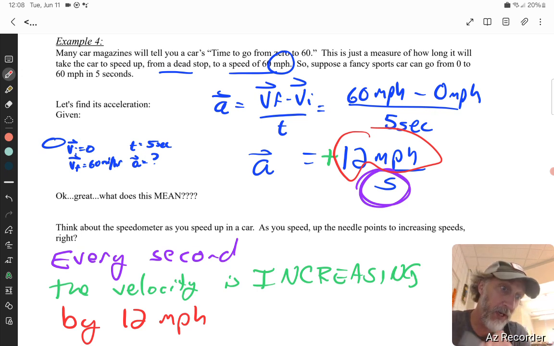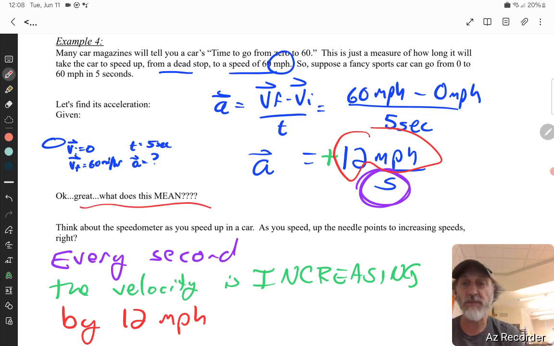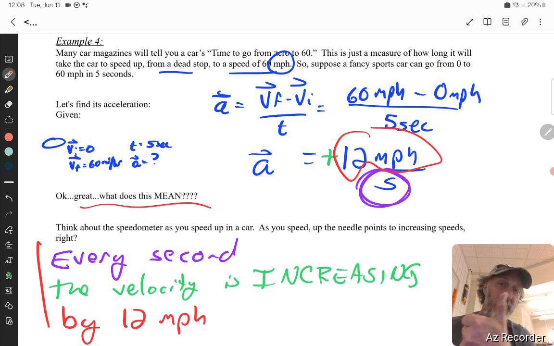This question is going to be all over your first couple homework assignments, where it says, what does the acceleration tell us about the motion? This is the answer I want. Every second, the velocity either increases or decreases by some number of miles per hour. And in a minute, we'll learn it's not miles per hour, it's meters per second.